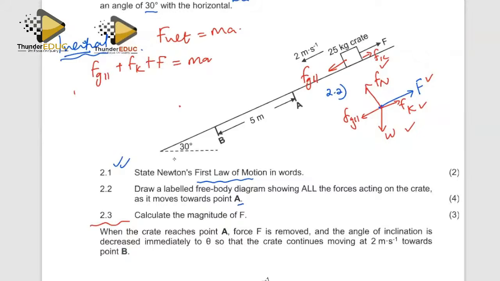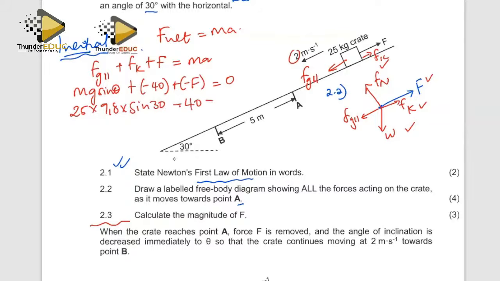So my Fg parallel is mg sine of theta. My Fk was 40, I will say negative 40. The F is acting in the opposite direction, which will also be a negative F, and that will be equivalent to 0, because the body is moving at a constant speed, which means there is 0 acceleration. Let me substitute. The mass is 25 times 9.8 multiplied by the sine of 30. Now I'm subtracting 40. I should move the force applied that side.